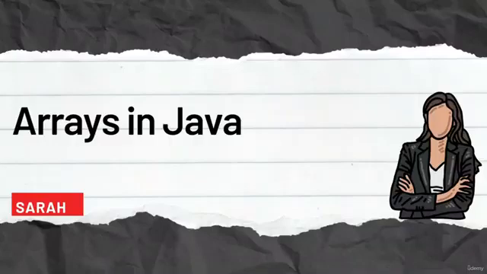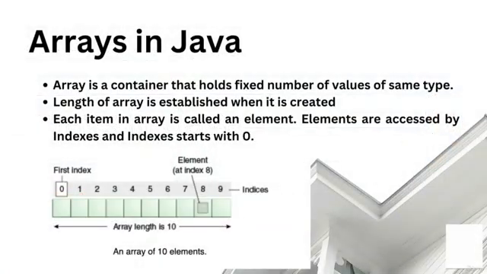Next, we will see what arrays are in Java and how to use them. An array is a container that holds multiple values of the same data type. So you can have an array of strings, an array of integers, or an array of user defined types like car, person. The length of an array is established at initialization time.